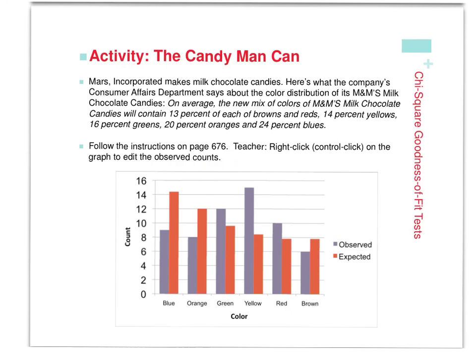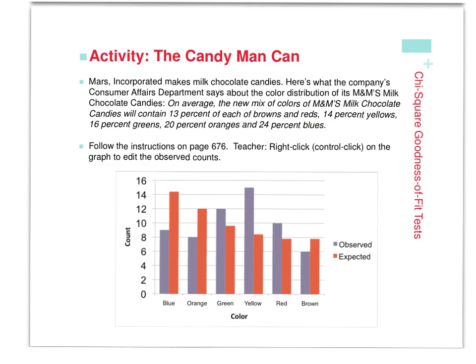So this has to do with an activity that you can do in class called the Candy Man Can. Basically it talks about M&Ms, and what M&M's or the Mars Company claims is that it will contain 13% of brown and red candy, 14% yellow, 16% green, 20% orange, and 24% blue. So that's their claim.